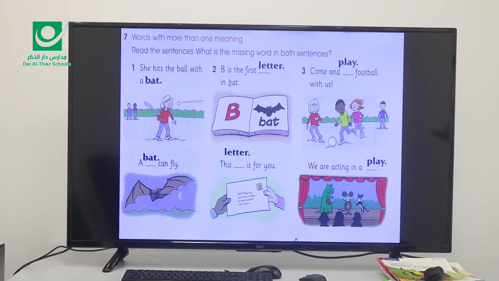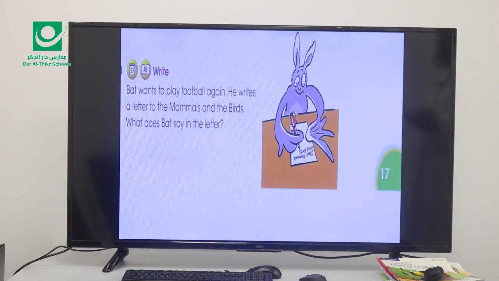Okay? So play has 2 different meanings. Letter has 2 different meanings, and bat has 2 different meanings. Yes, so please, for today, you need to study these groups of words. Okay, now the last exercise in the student's book, Bat wants to play football again.